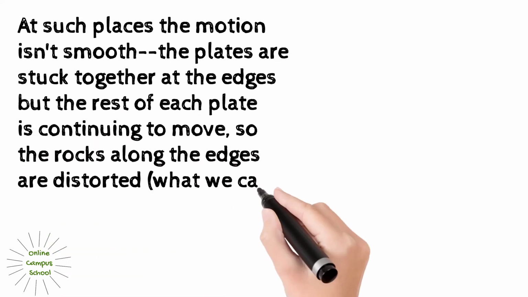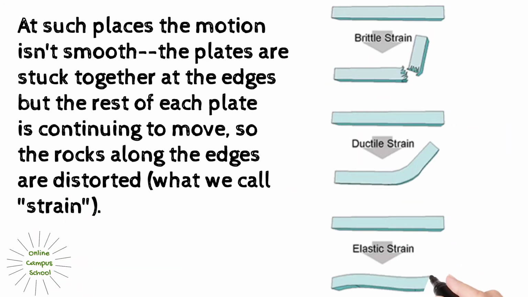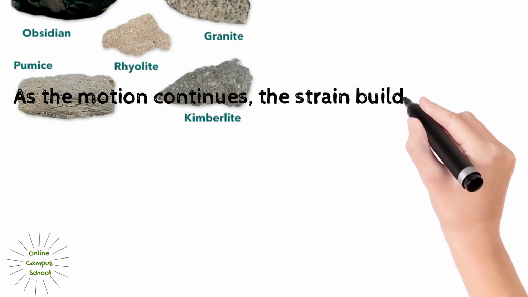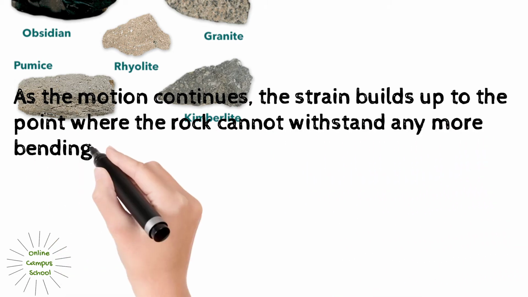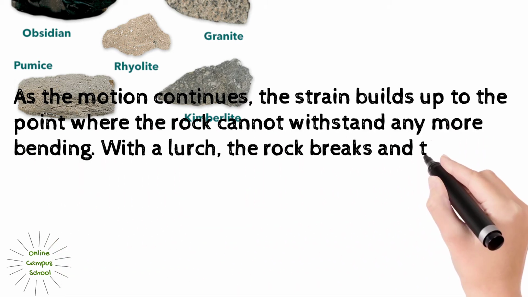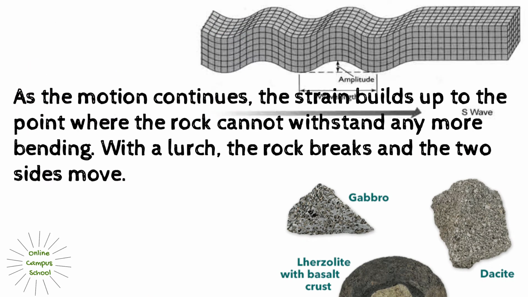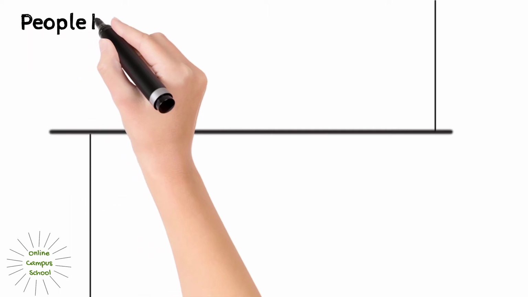So the rocks along the edges are distorted, what we call strain. As the motion continues, the strain builds up to the point where the rock cannot withstand any more bending. With a lurch, the rock breaks and the two sides move. An earthquake is the shaking that radiates out from the breaking rock.